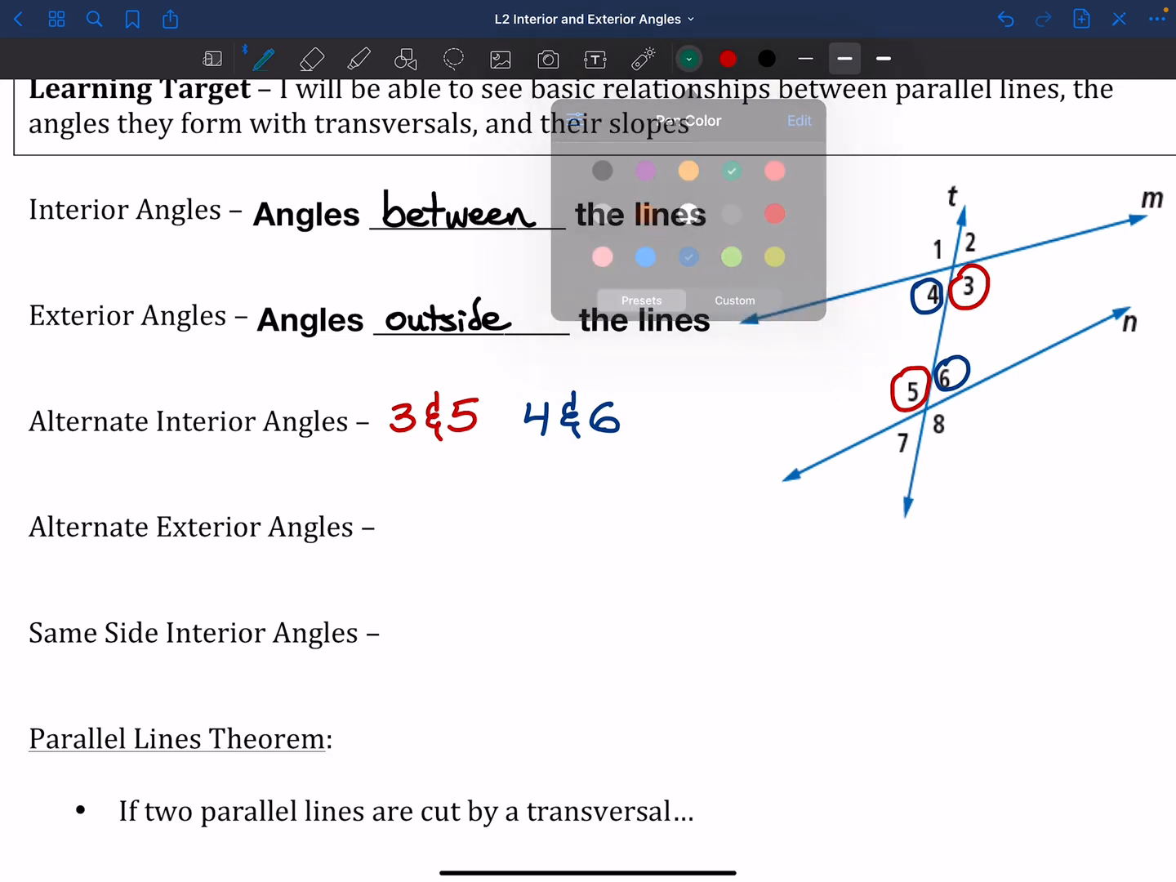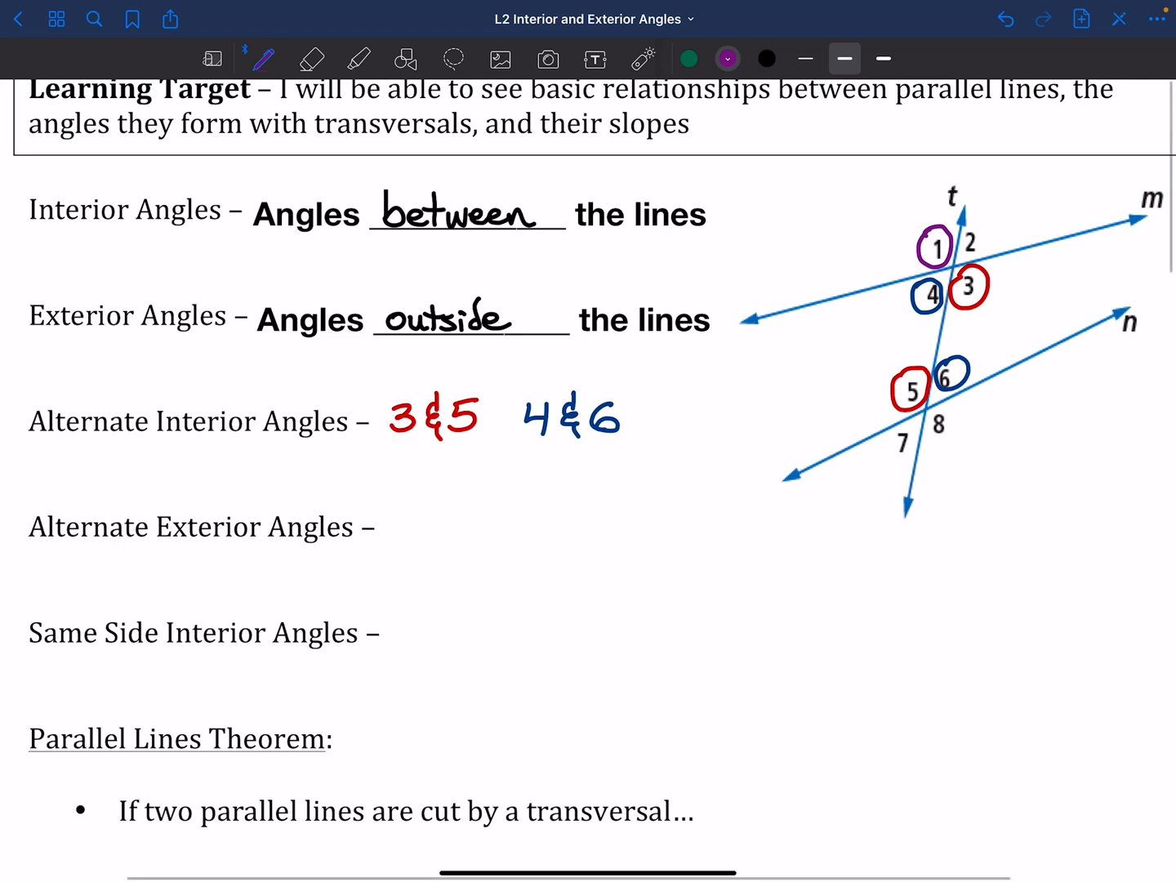Now we're talking about alternate exterior angles. Same kind of idea, except they're on the outside. If I was looking at angle 1, which is on the exterior, the alternate exterior angle to it is angle 8. It's on the opposite side of the transversal, but it is still on the outside. So 1 and 8 are a pair of alternate exterior angles. And last but not least, 2 and 7 would also be alternate exterior angles.